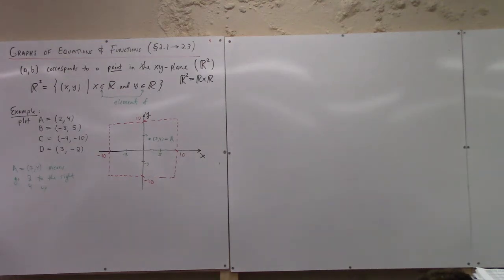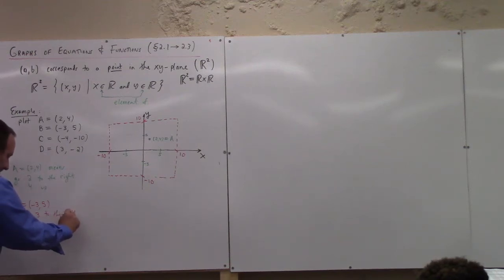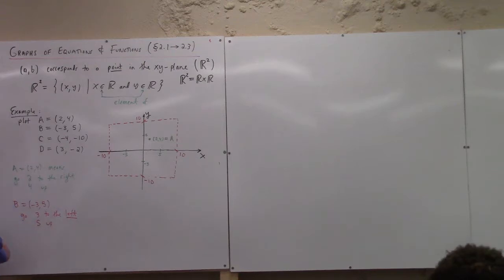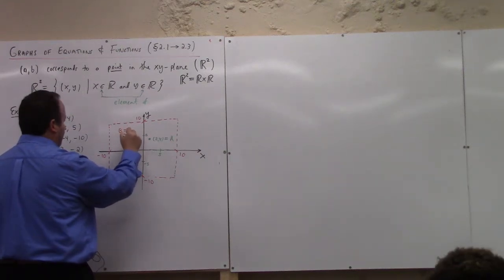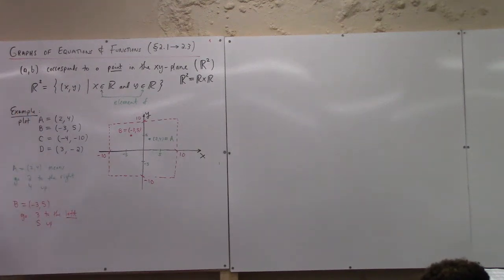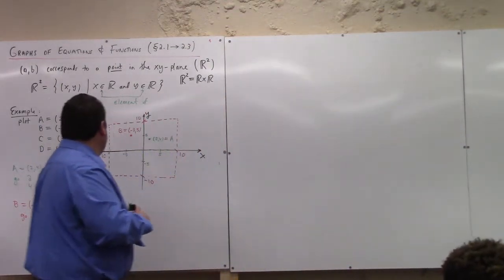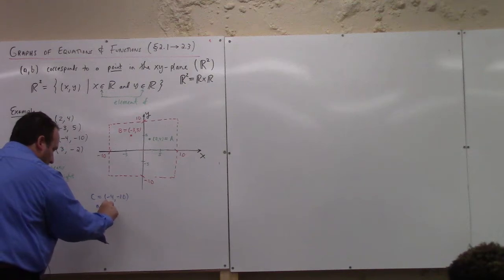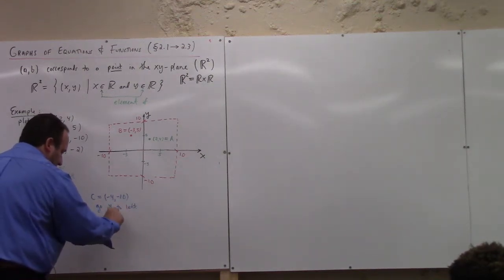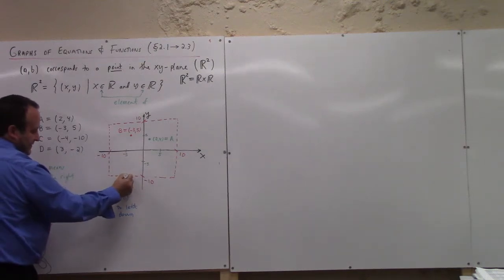How about B? What's that mean? B is minus 3, 5, right? So go 3 to the what? Left, right? And we go 5 up. So we go 3 to the left, we go 5 up. That's about here, right? How about C? Let's put that into words. What does it mean to have the point minus 4, minus 10? That means we go 4 to the what? Left, and go 10 down, right? Minus is down. So we go 4 to the left, and 10 down, so it's like here-ish, right?